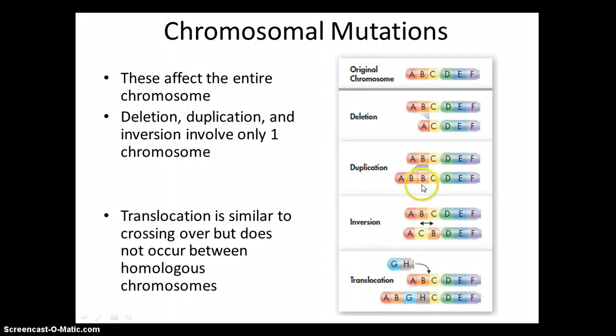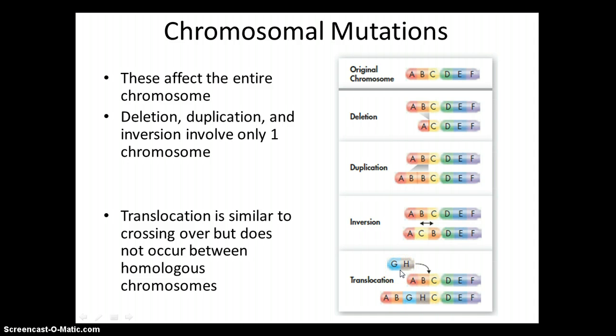Duplication is where you have a whole extra copy of a portion of a chromosome. Inversion just means to switch or change the order of. And so in an inversion mutation where we started out with A, B, C, D, E, F, we change the order of B and C. So the order of genes on a chromosome makes a difference in terms of making correct proteins.